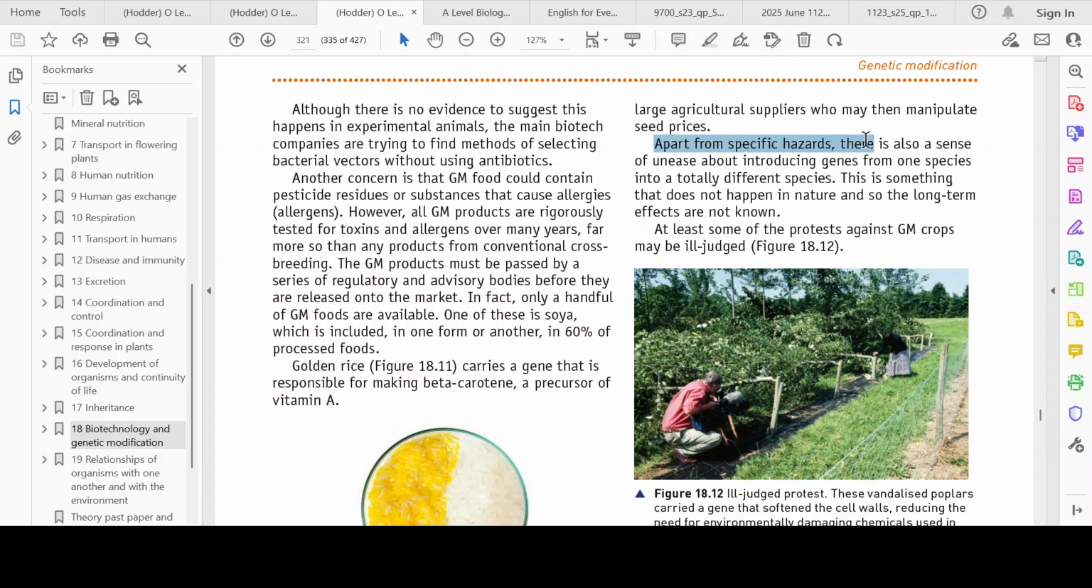Apart from specific hazards, there is also a sense of unease about introducing genes from one species into a totally different species. Right? This is something that does not happen in nature, and so the long-term effects are not known. At least some of the protests against GM crops may be ill-judged.